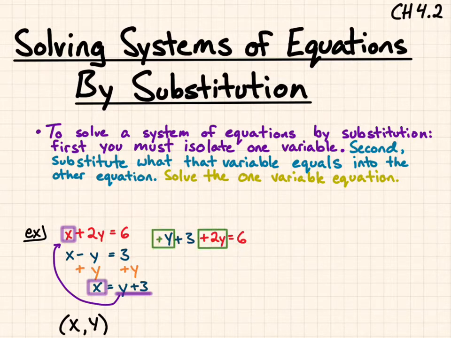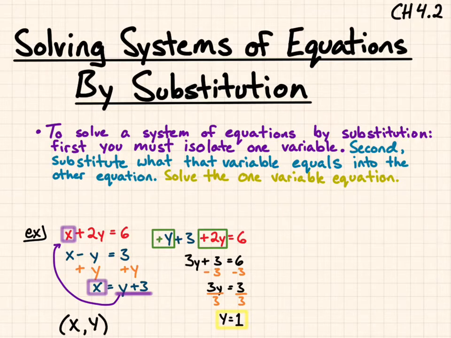I can combine like terms and get 3y plus 3 equals 6. Then subtract 3 from both sides. I end up with 3y equals 3. Divide both sides by 3. I get y equals 1. So I've solved the one variable equation.